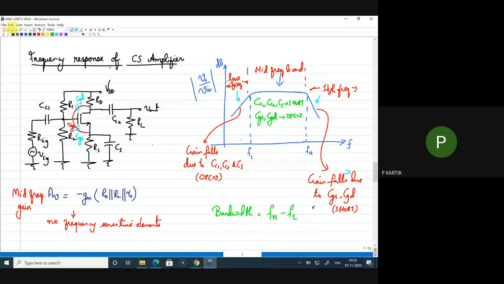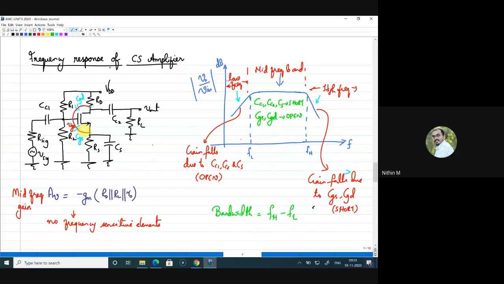Sir, could you explain how the gain falls at high frequency again? Oh, at high frequency, yeah. So look at this. At high frequency, you have CGS and CGD capacitors. Now, say if your CGS is acting as short, because I stated that CGS will have a very low reactance. As a result, it is acting as a short. That means you effectively have a zero VGS.